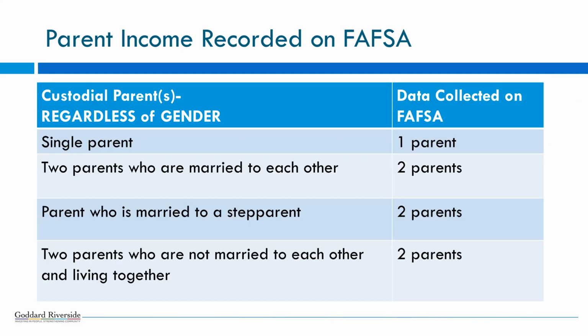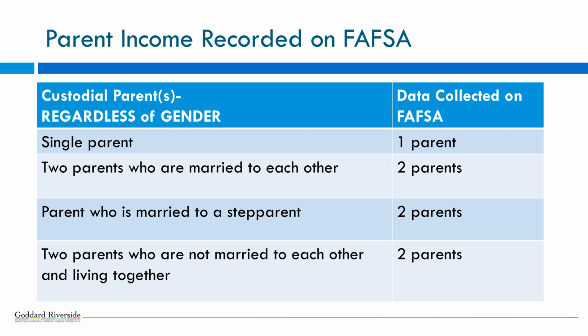Okay. So which parent are we reporting when it comes to FAFSA? If we're talking about a single parent household, we're going to only report that one parent. And as I said before, just to be clear, a single parent who has a boyfriend or even a fiance in the home is going to only be reporting that one income, just the single parent's income. When you have two parents who are married to each other in the home, you're going to report both parents on their FAFSA.